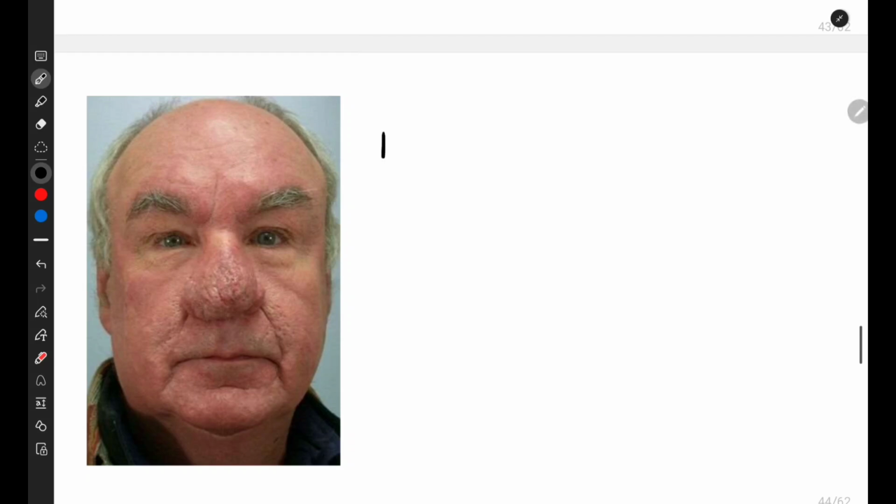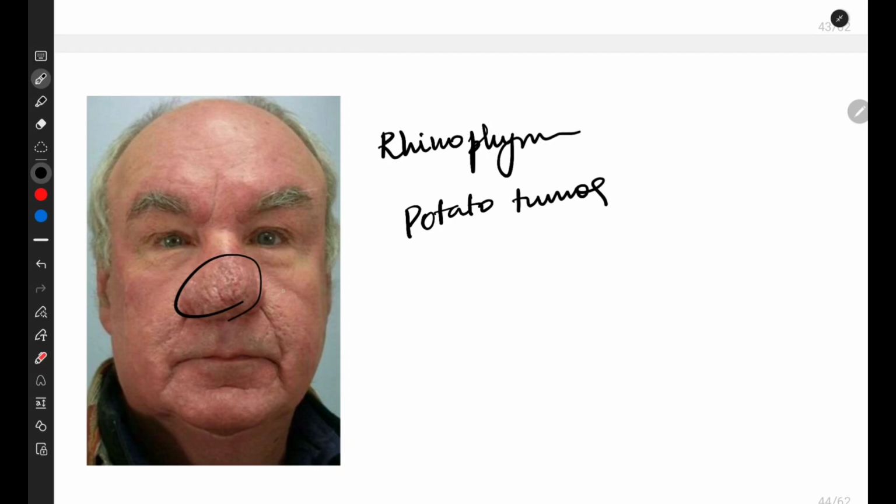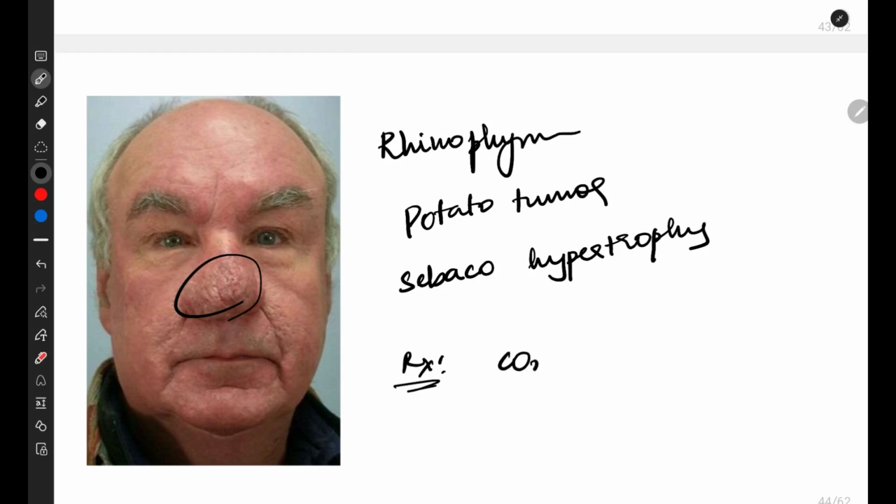And this is called rhinophyma. This is also due to sebaceous glands. It's also called potato tumor. It appears like a potato over the nose. So even this can be attributed to sebaceous glands. If a sebaceous gland undergoes hypertrophy, sebaceous hypertrophy, then it will appear as a potato tumor. Treatment is with CO2 laser excision.